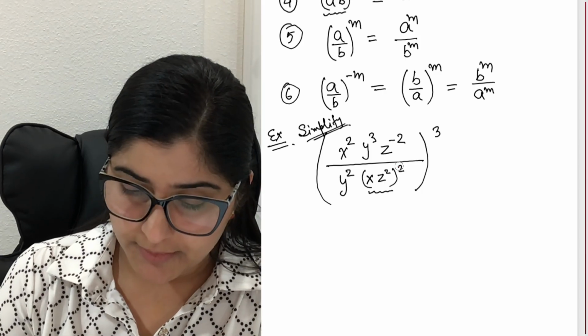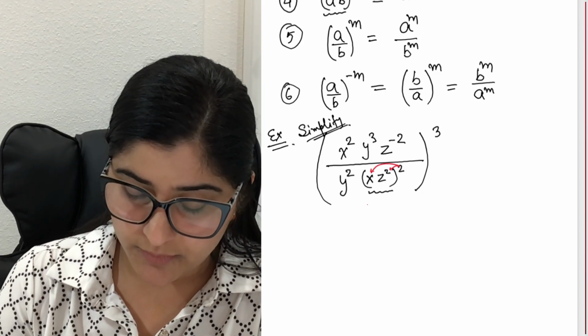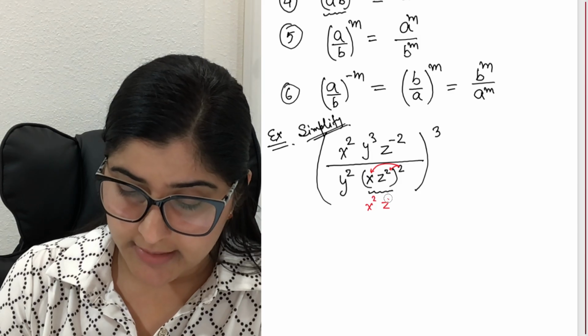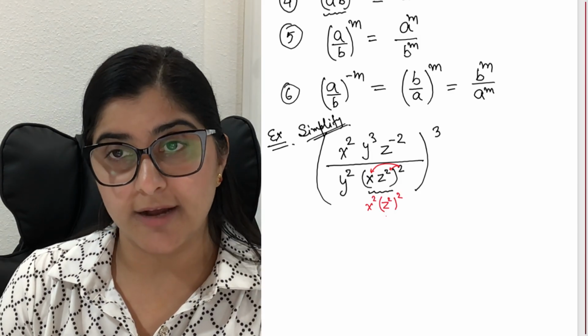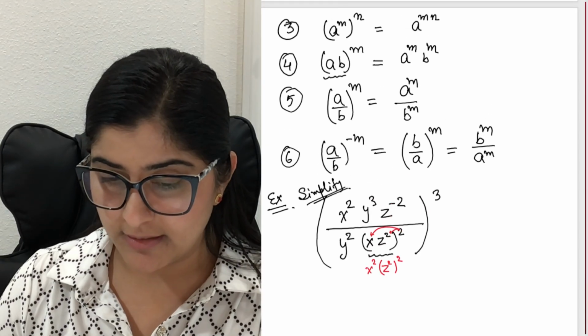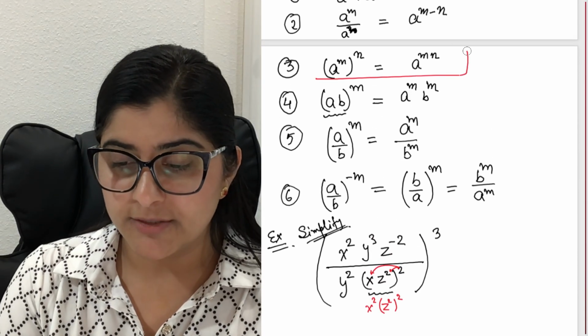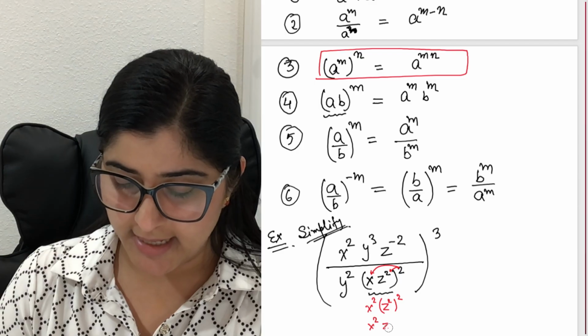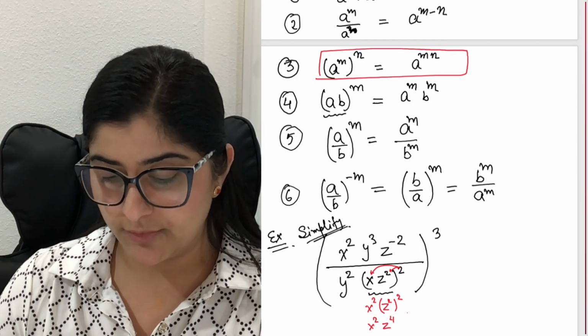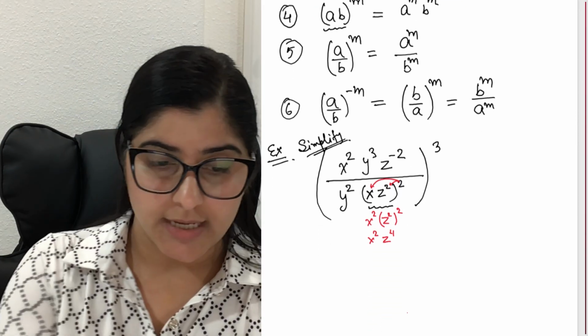So when you distribute this 2 to this, we get x squared z squared squared, right? And z has 2 powers, and we just learned that when there are 2 powers we multiply both powers together. So can I write this as z to the 4th power? 2 times 2 is 4.